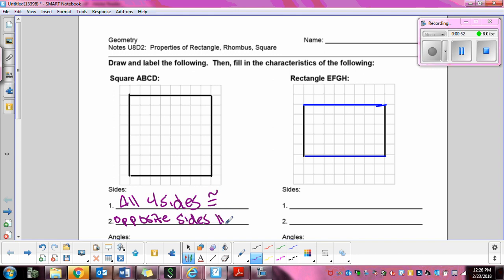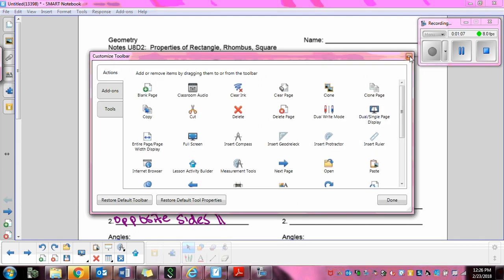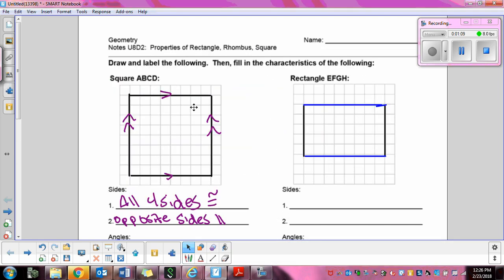This is a symbol for parallel, which means that they go on forever and they do not intersect. They have the same slope and they're congruent, so I'm going to mark that in there. I'm going to say that this is equal to this one. So this one is equal to this side, and this side is equal to this side. Actually, they're all equal, so let me just put 4 on.